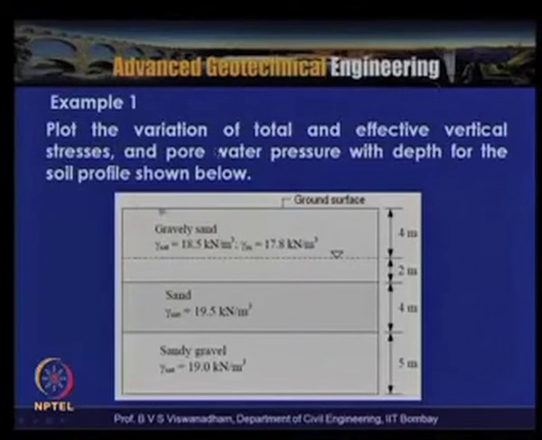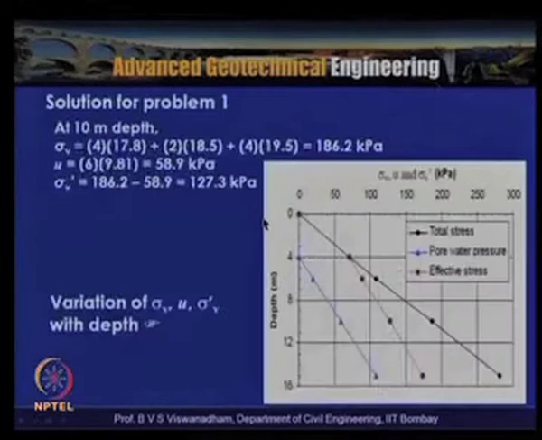So we need to plot the variation of total stress, effective vertical stresses, and pore water pressure with the depth for the soil profile shown below. So here, if you take the gamma sat, then we can actually plot the plot which is shown here.